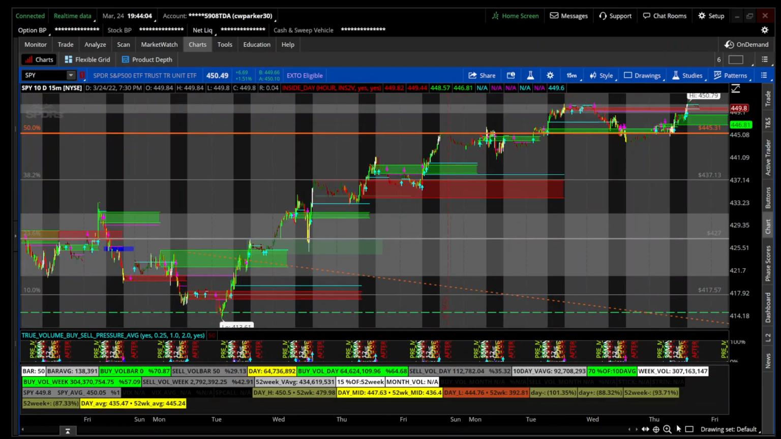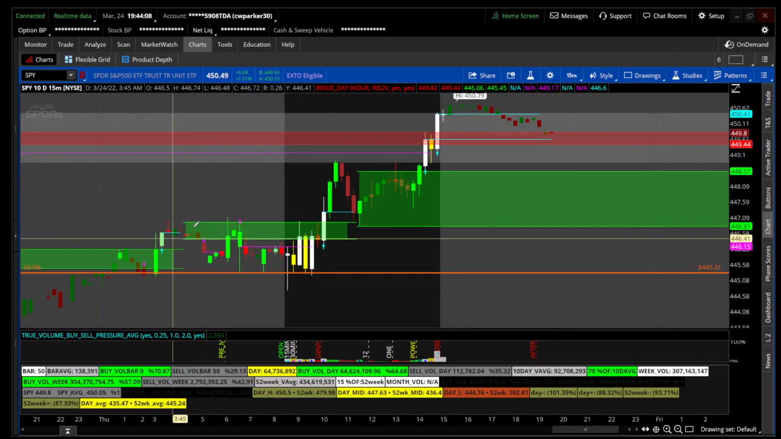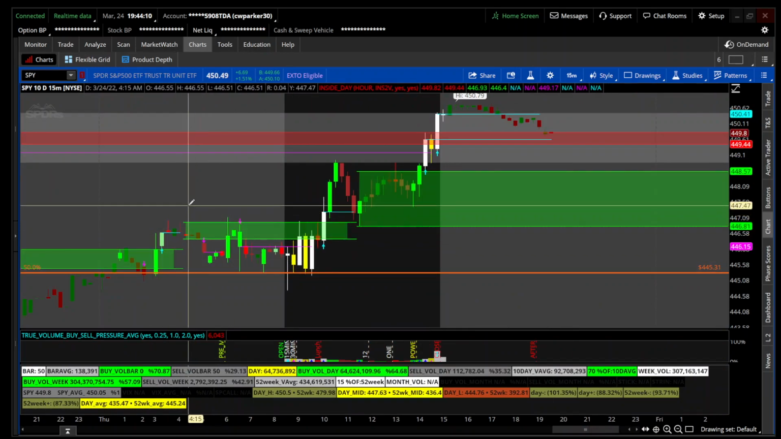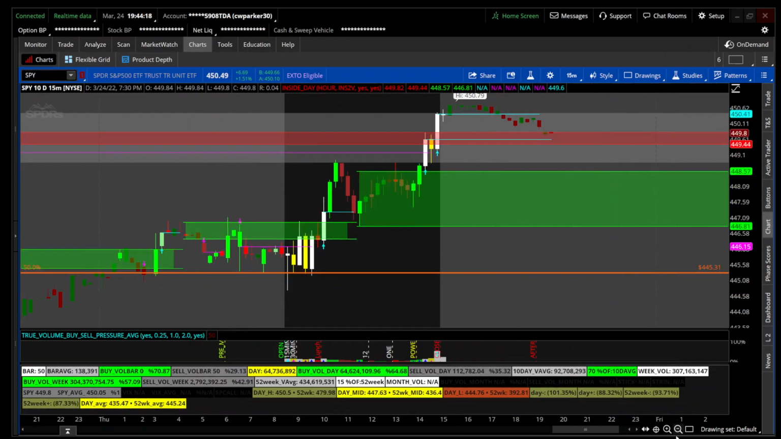And right now I still have it set on just the 2 bar. So each one of these highlighted areas represents an hourly candle with the preceding candles within the range of the high and low of that hourly candle.